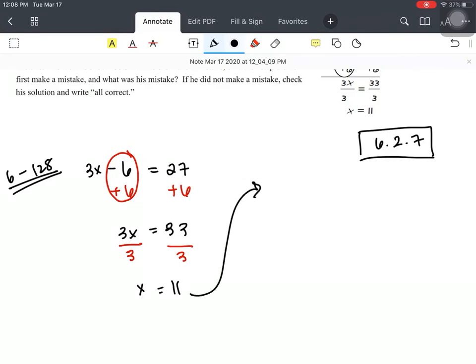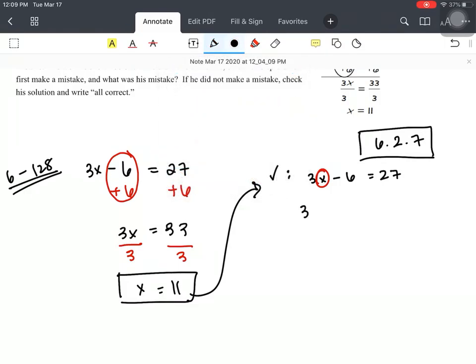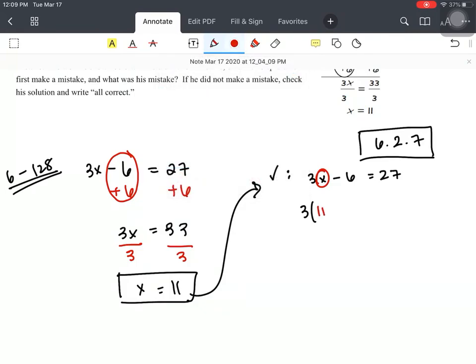Cool thing we can do is check his solution, and that will tell us if it's all correct or not. So he says that his solution is x equals 11, so I plug it into the original equation, which means 3x minus 6 equals 27. Instead of this x right here, I'm going to plug in my answer. So instead of x, I'm going to put 11.